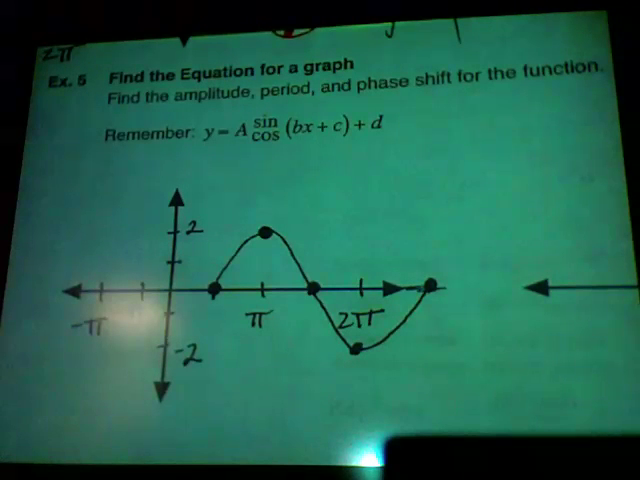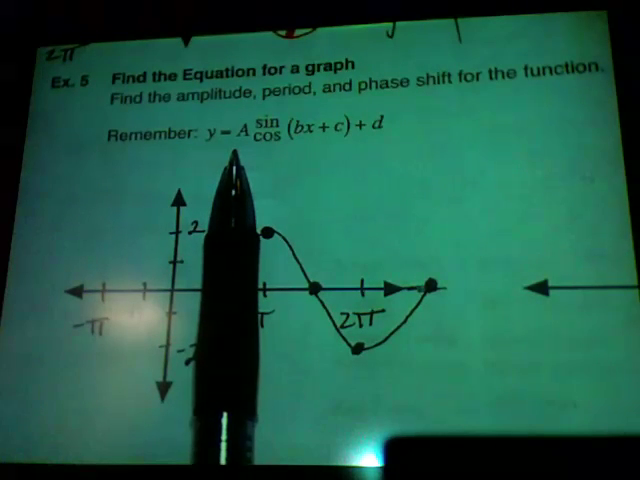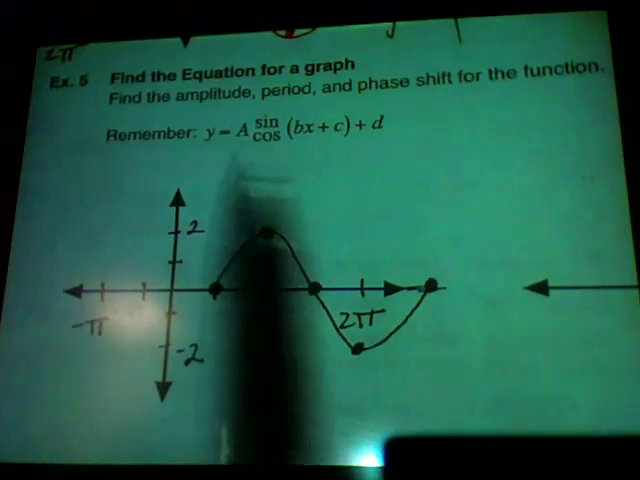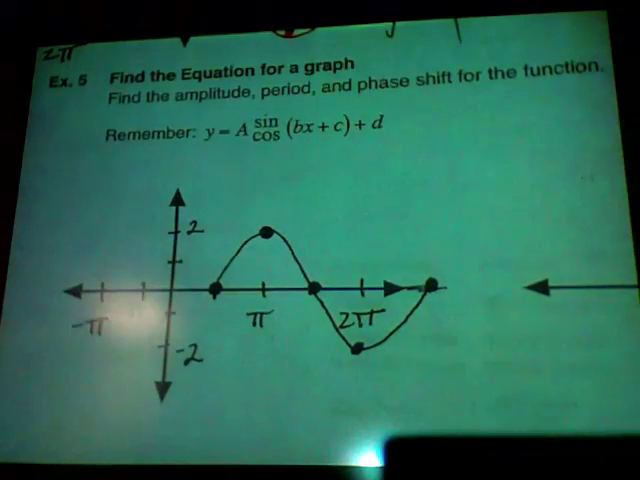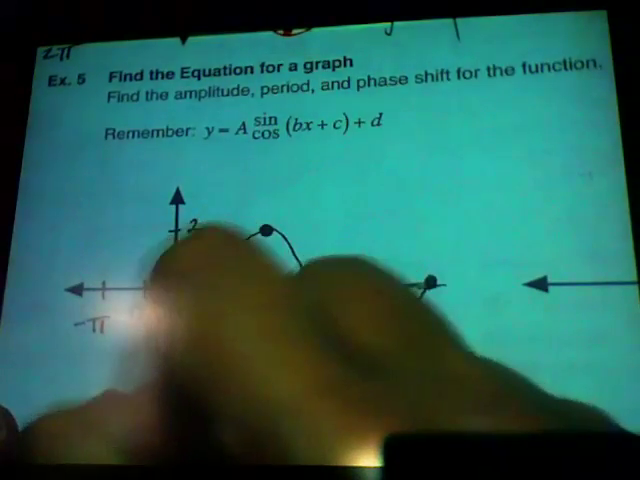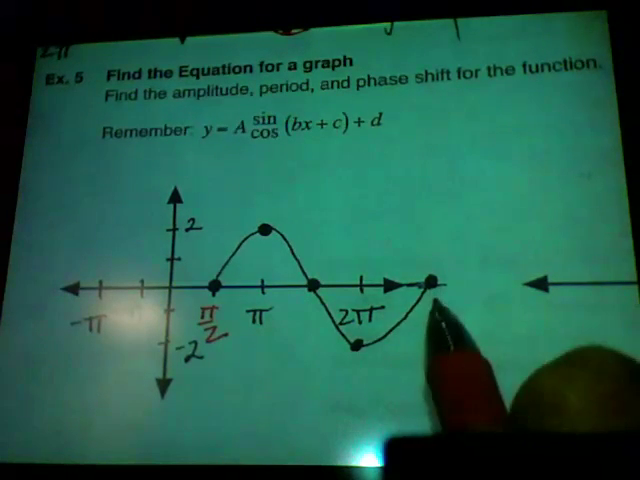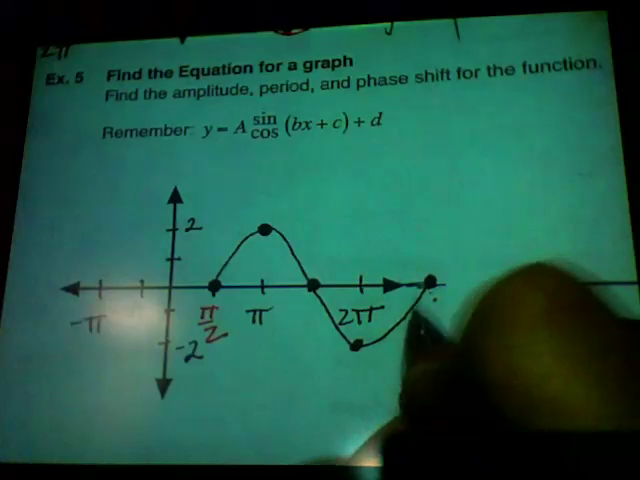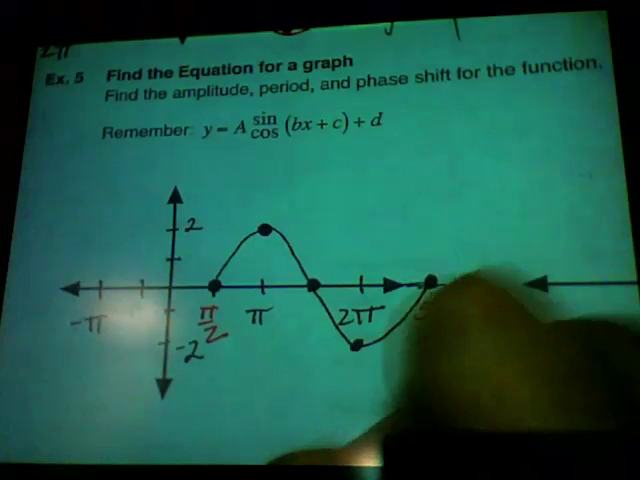It's sine, right? So you have to figure out, is there an amplitude? So that would come in front of sine. Is there, what's the distance from here to here? If this is pi over 2, and I'm counting by halves, what's this right here, this last point? 5 pi over 2, right?